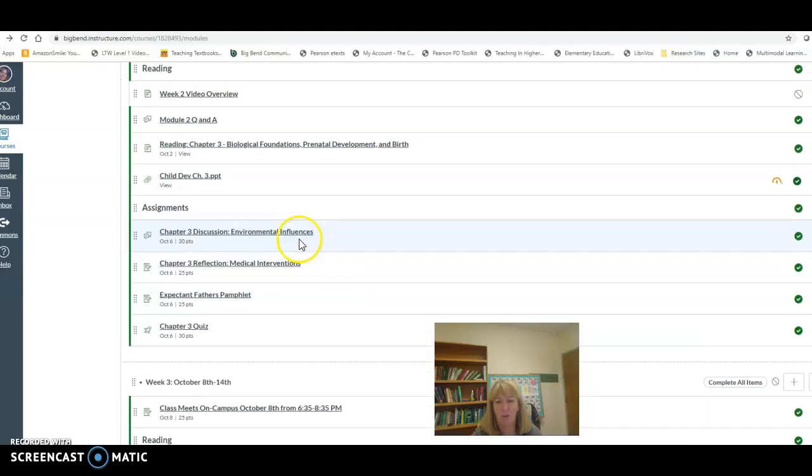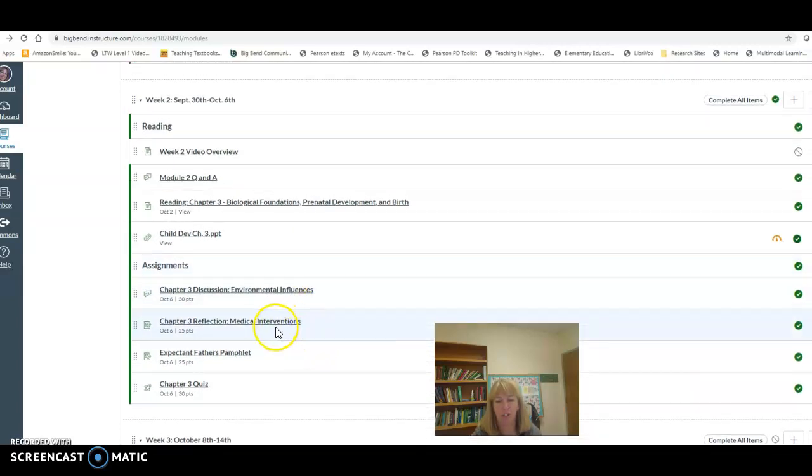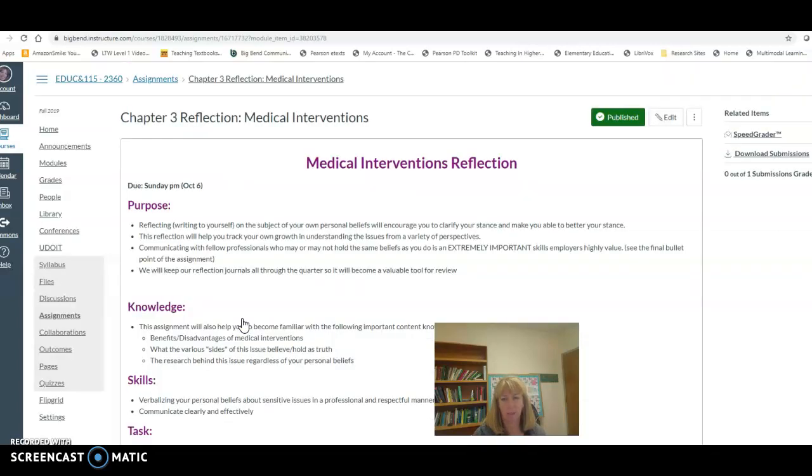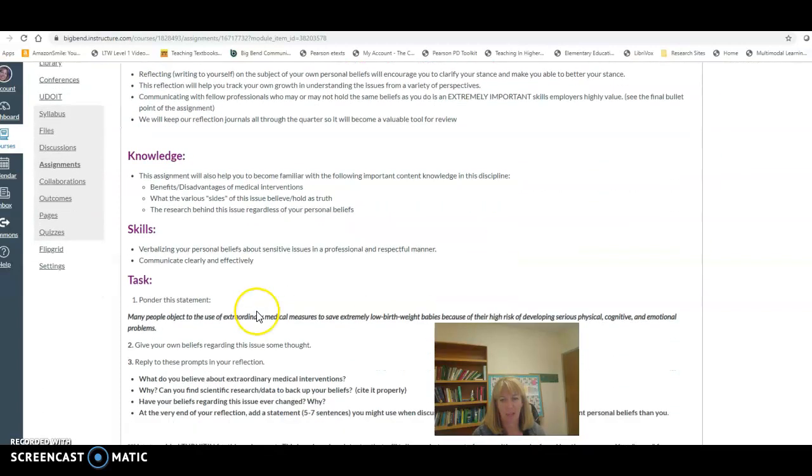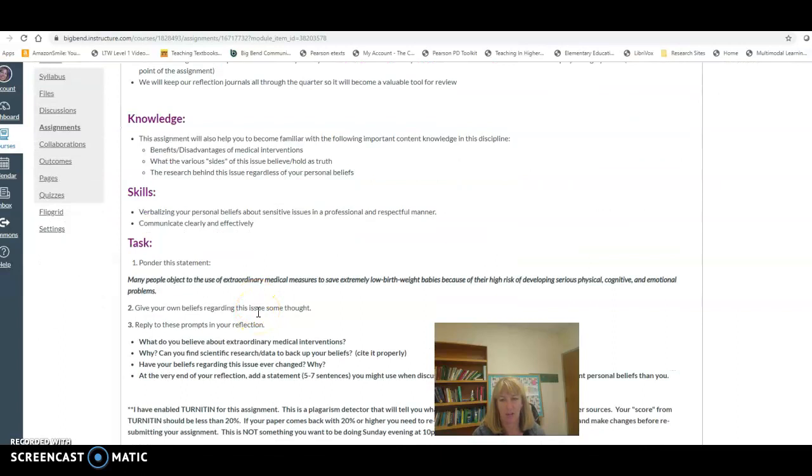Then our reflection here, medical interventions. So these reflections are not public. These are like your own personal thoughts, and you're submitting them to me, but I'm not sharing them with others. This one is a little bit controversial because everybody has their own beliefs about these kinds of things. So you're going to write about, I don't know how long it's going to take you to write this. I am not going to get super worried about how long this is, but there's kind of a lot of information for you to put in here.